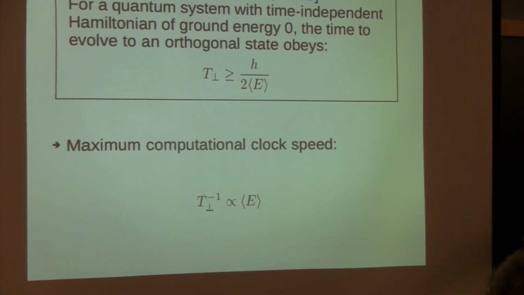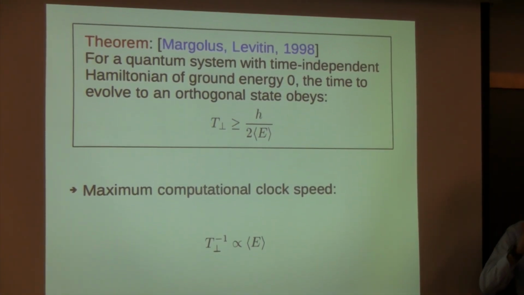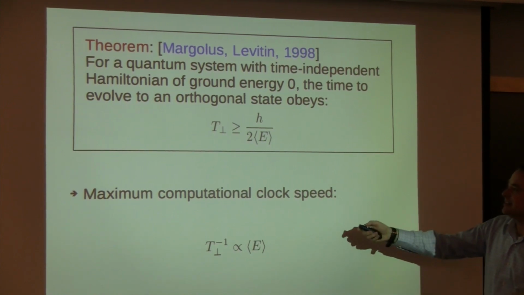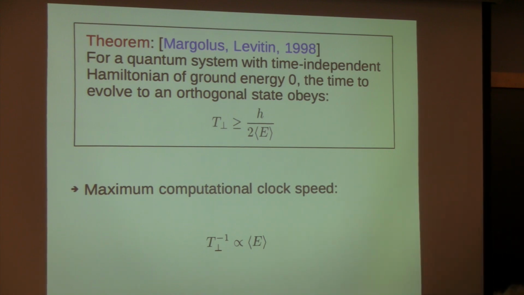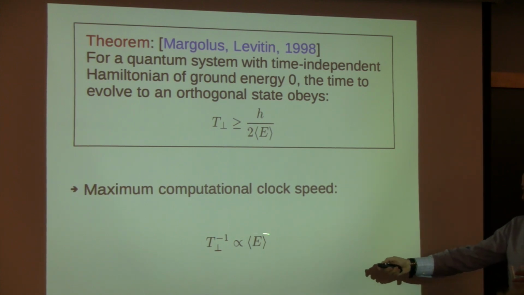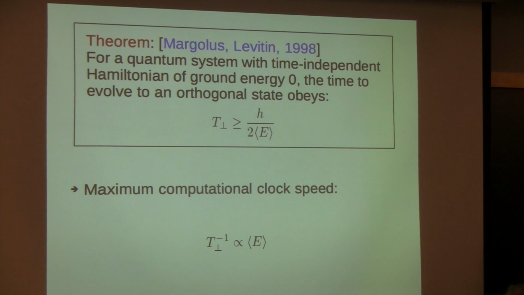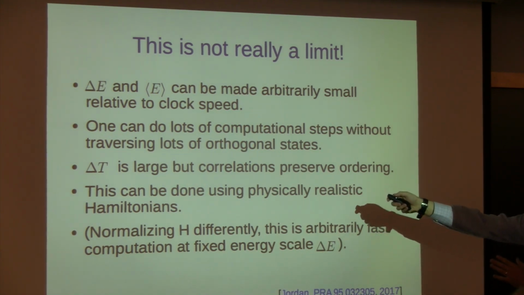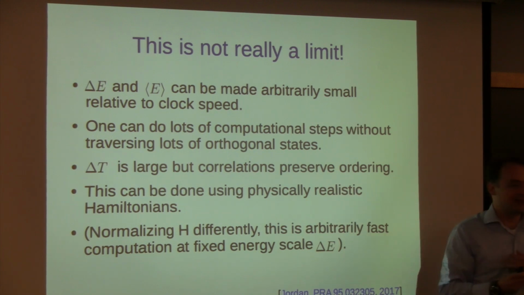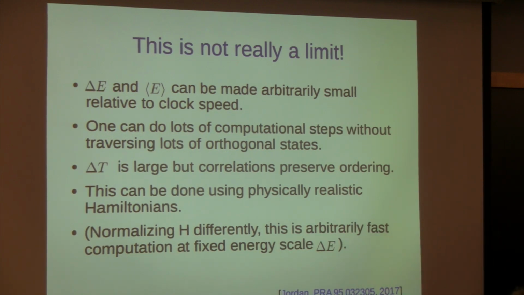And there's another version of this theorem which says, suppose we set the zero of energy at the ground energy of the Hamiltonian, then the minimal time to flip a bit is h over 2 times the expectation value of the energy of your system. And so this would say the maximum clock speed should be proportional to this expectation value of energy. As plausible as these arguments sound, they're not really correct. It's not really a limit, and there is a somewhat surprising way of circumventing this. You can actually do your entire computation within a constant factor of the same amount of time as it takes to flip a single bit. Quantumly, you can do this.